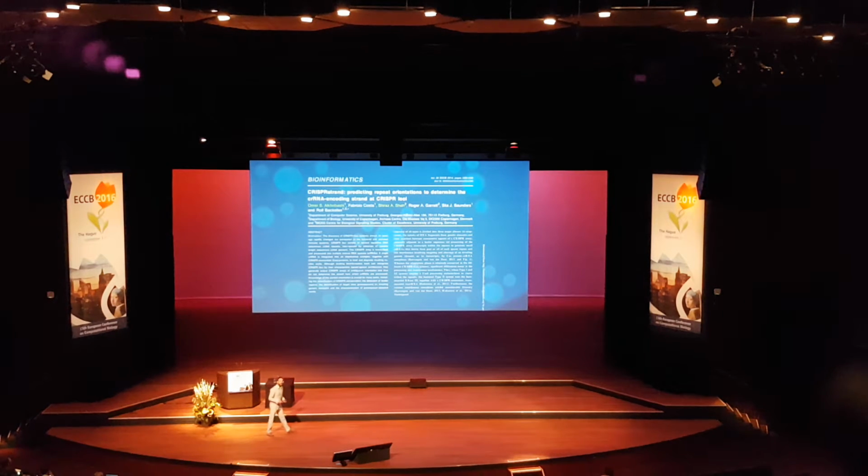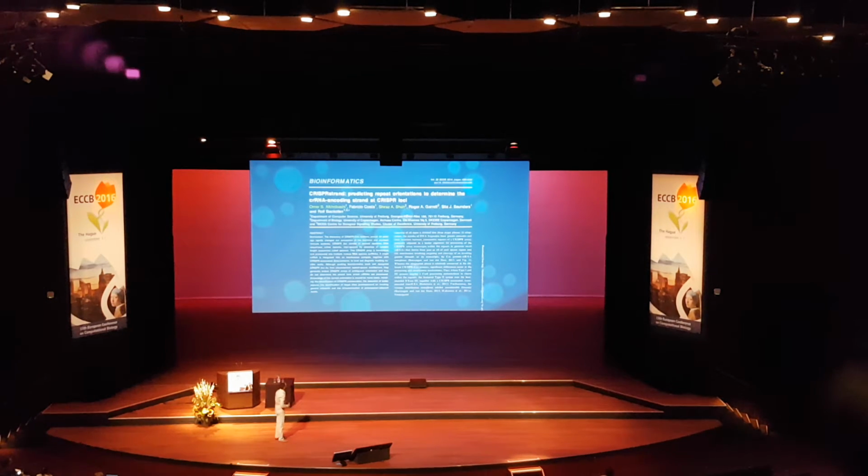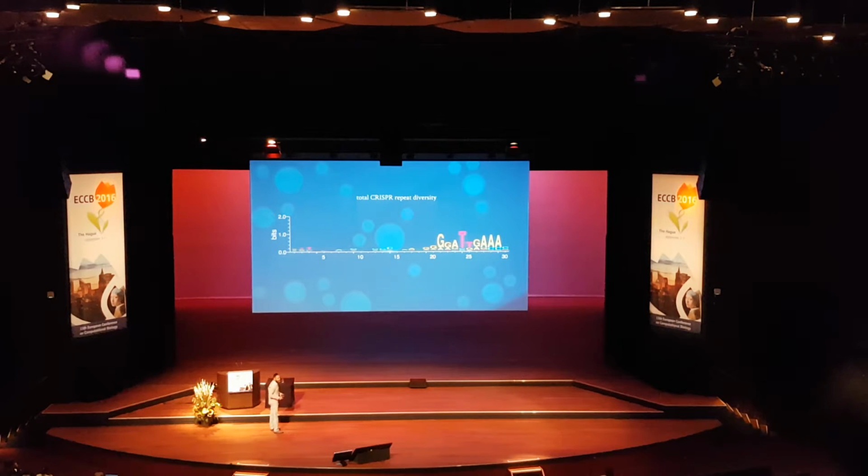So after solving the repeat orientation dilemma, it becomes much easier to solve the other dilemma, which is finding the leader. After that, we have to define a cluster of repeats for which we know that the leader will be sufficiently similar for us to detect sequence similarity and find the other end. And this is the total diversity of CRISPR repeats. Most CRISPR repeats ever found have a very common motif in this end, GAT-GAG, and the other end is not that well conserved.